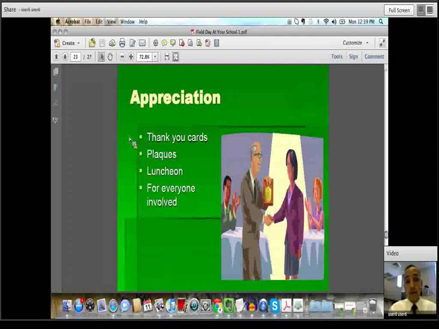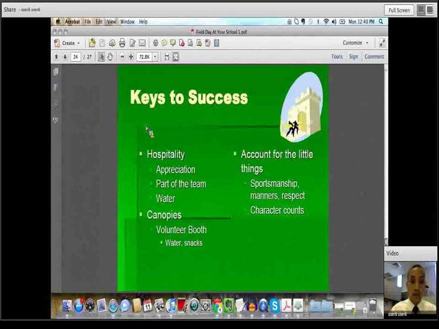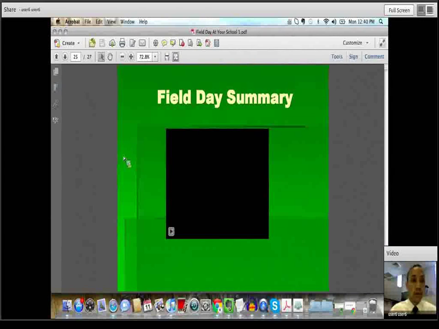After the field day, it's important to show appreciation to all the volunteers with thank you cards, plaques, and having a luncheon for everyone that's involved. The keys to success are hospitality and the appreciation of everyone involved. Also having water and canopies. Account for the little things like sportsmanship, manners, and respect. Let's take a look at the field day after all the components have been focused on.